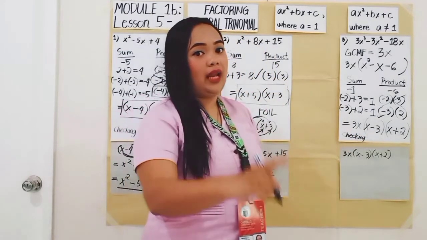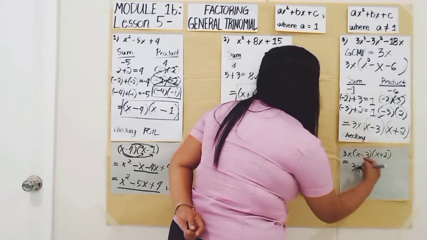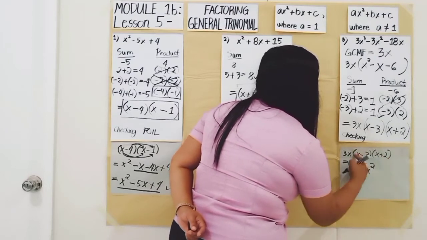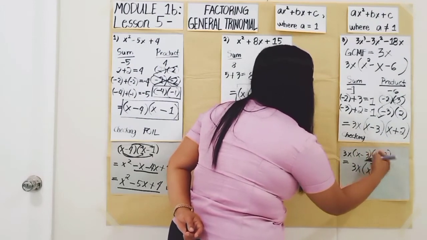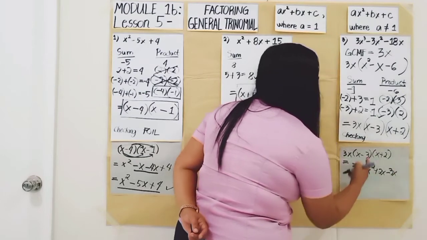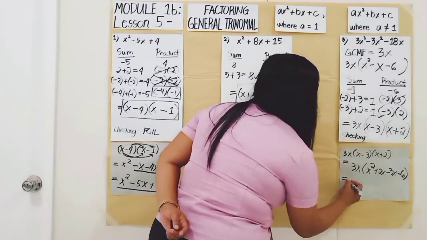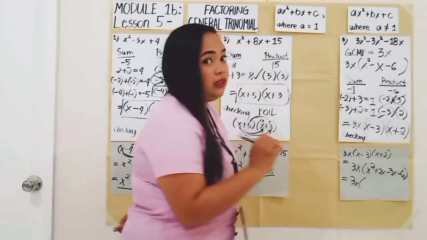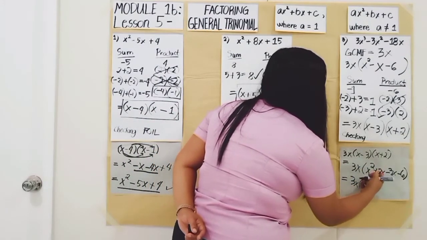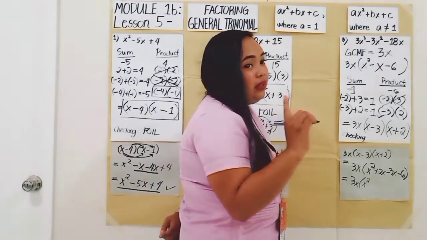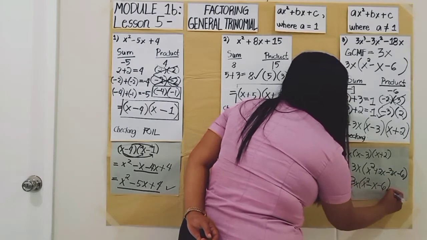So first you multiply the two binomials. So you copy first 3x, x times x is x squared, x times 2 is 2x, negative 3 times x is negative 3x, and negative 3 times 2 is negative 6. Now, combine like terms. So combine like terms, bring down x squared, 2x minus 3x. That is negative x. Bring down minus 6.